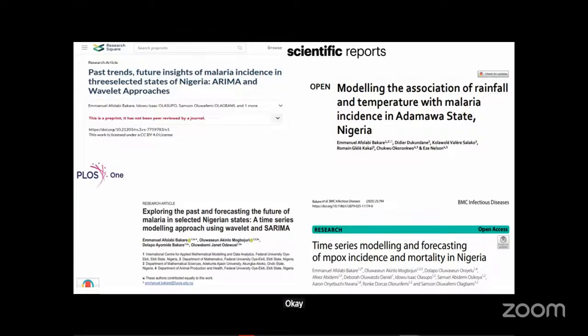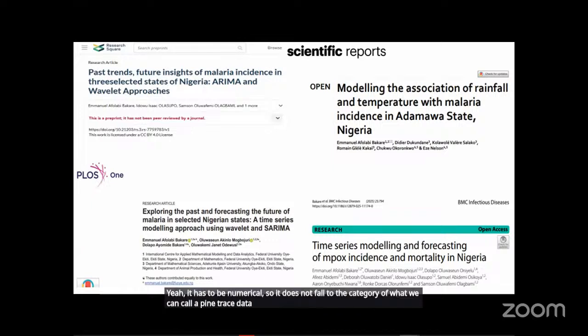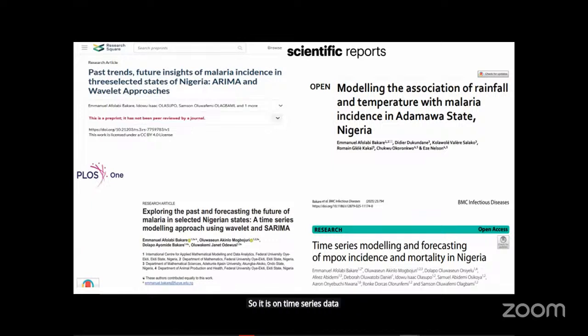Okay, the last question from A. Can we do a time series analysis for categorical data? No, based on the definition of what time series data is. It's ordered in time. An observation could be an entity, an individual. So it does not fall into the category of what we can call time series data; it has to be numerical. On time series data, you can implement a time series model. So there could be other analysis you can do on categorical data, but not time series.